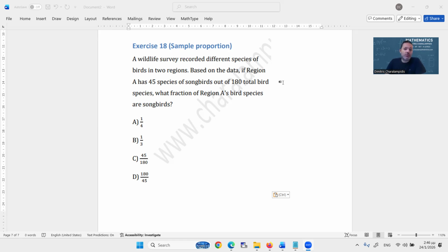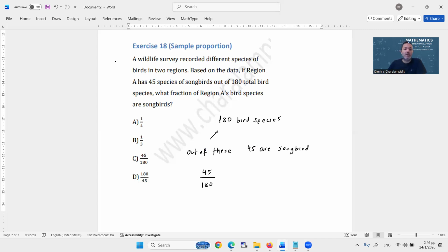So, it's quite obvious. We need to convert that into a fraction. We need to convert this word context into a proportion. So we know that we have a total of 180 bird species, and out of these, 45 are songbird ones. So we have 45 out of 180. That is clearly the same proportion as that, so here the right choice would have been C.